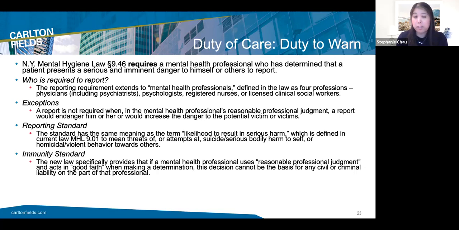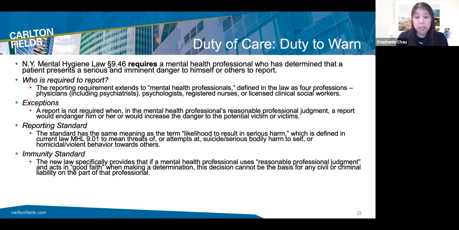The exception to the requirement to report is if, in the professional's reasonable professional judgment, a report would endanger the patient or would increase the danger to the potential victim or victims. And so again, the requirement sort of requires the professionals to use judgment and do an assessment of all of the circumstances at play.